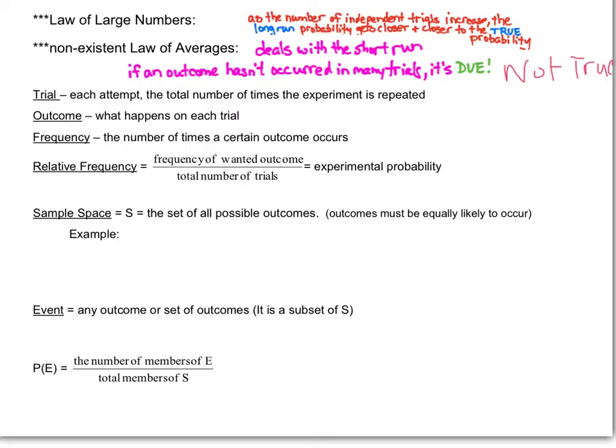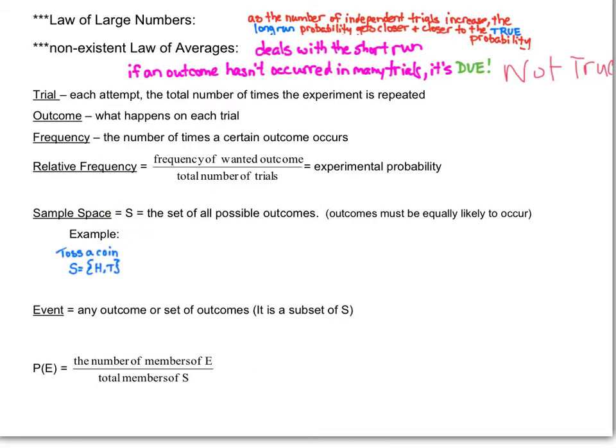Here are some other basic definitions in probability. A trial is each attempt, the total number of times the experiment is repeated. The outcome is what happens on each trial. Frequency, the number of times a certain outcome occurs. Relative frequency, right, that's going to be your fraction, the frequency of wanted outcomes divided by the total number of outcomes. Now let's look at sample space. Sample space, which is often written with a capital S, is equal to the set of all possible outcomes. But remember, the outcomes must be equally likely to occur.